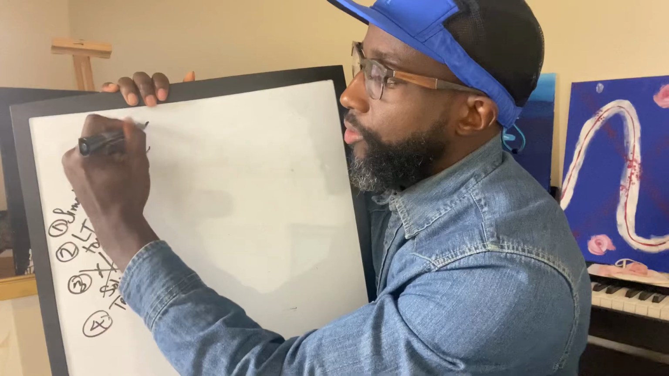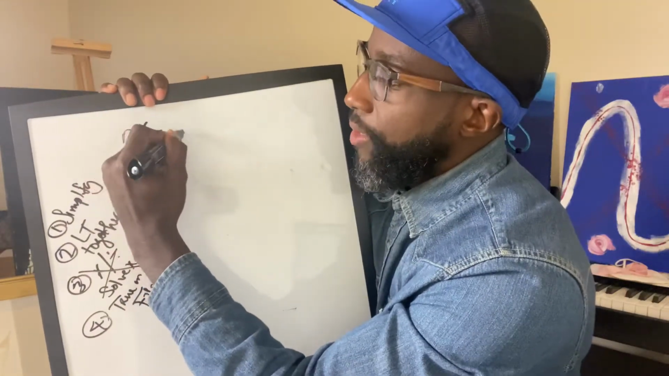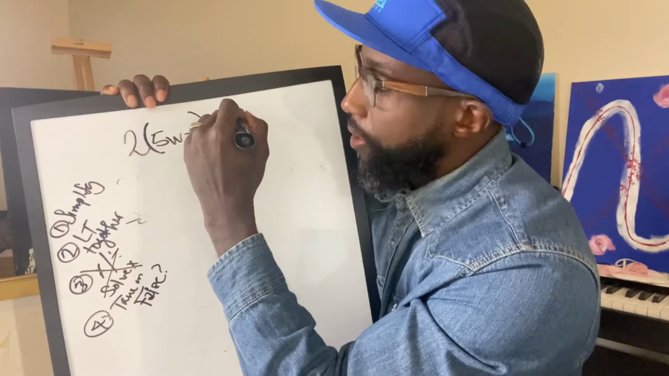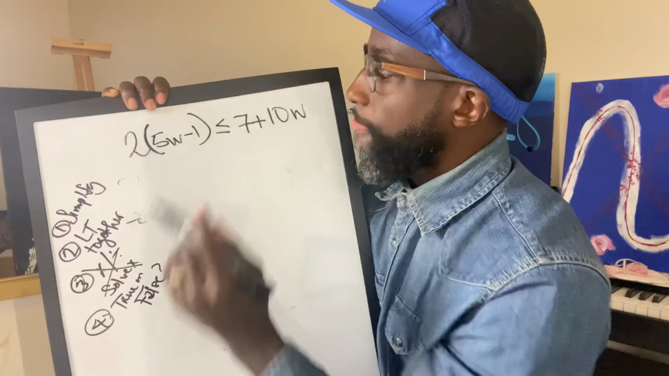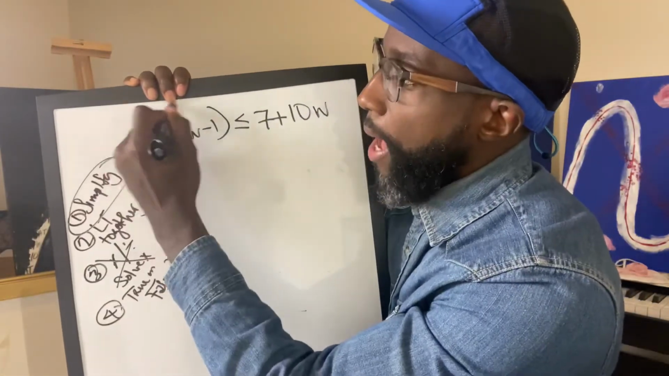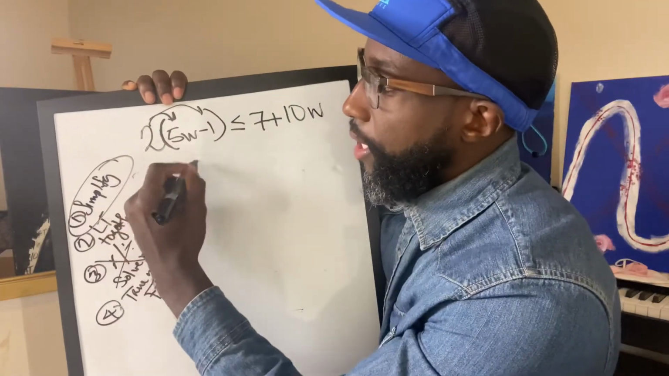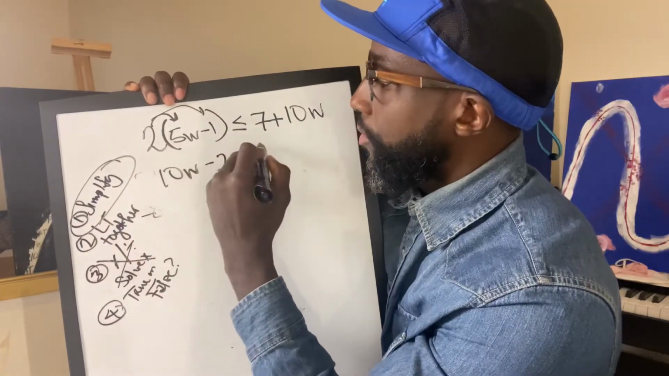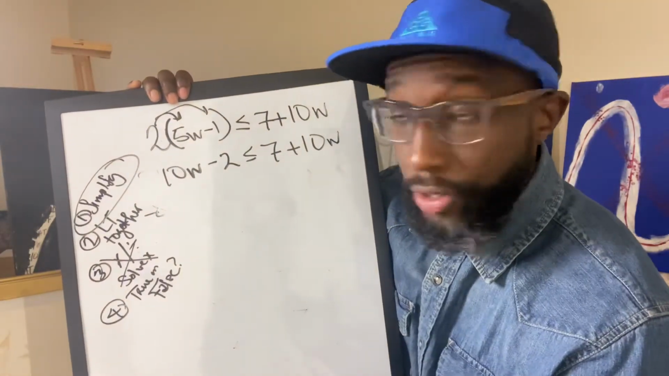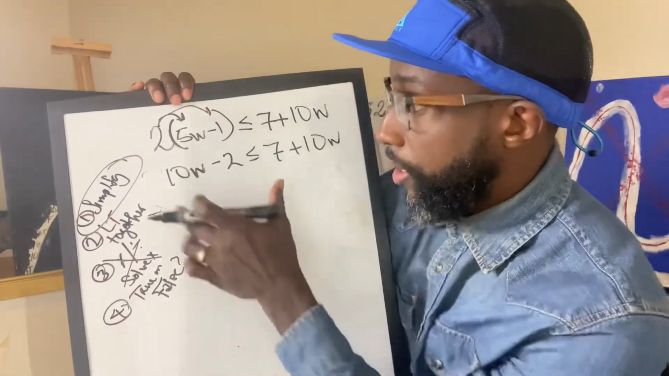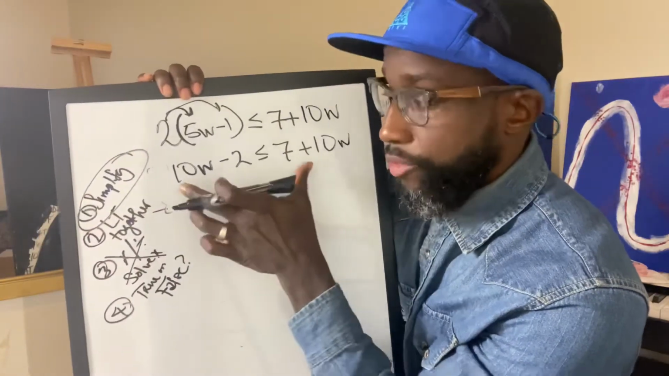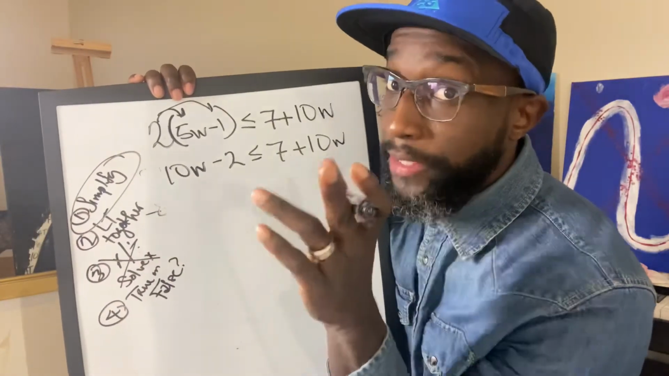So here we go. 2 times the quantity 5w minus 1 is less than or equal to 7 plus 10w. Okay? First things first, let's simplify. Simplify, distribute. That's going to give me 10w minus 2 is less than or equal to 7 plus 10w, right? Honestly and truly, you could look at this and see these are both the same. These variable terms are both the same, which means that when I try to put them together, they're going to cancel out.